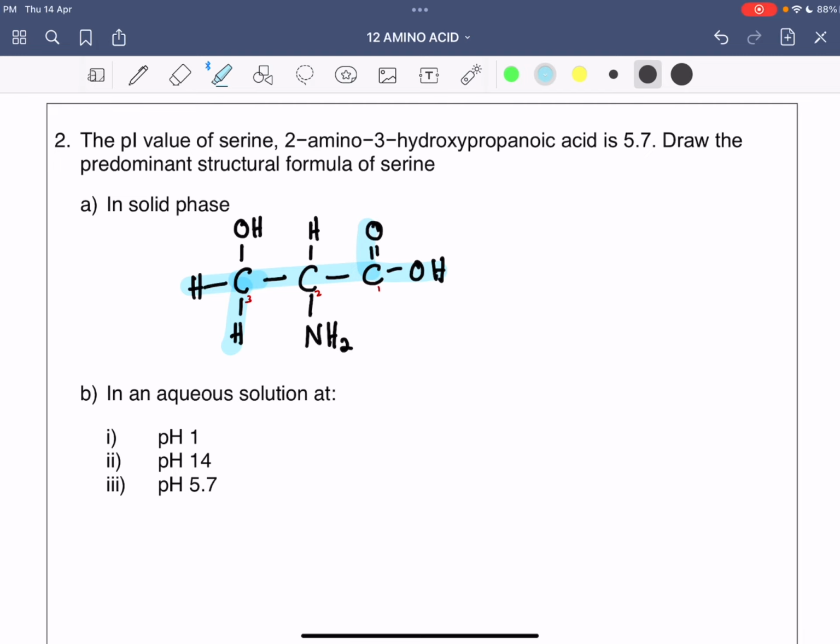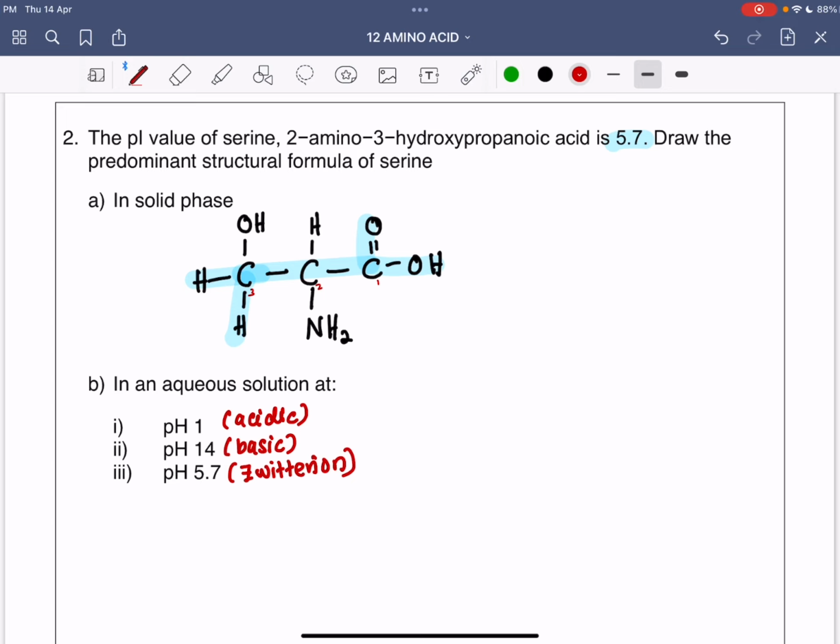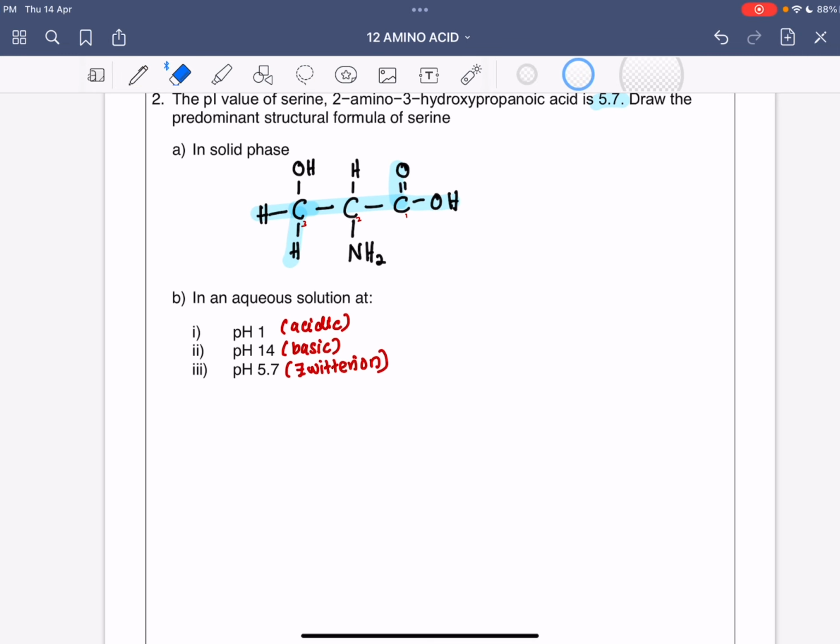Now, given the PI is 5.7, we know that PI means the amino acid is at zwitterion. Therefore this one would be basic and this one will be acidic. So we need to draw the structure of serine in acidic, in basic, and in zwitterion. So let's do it one by one.